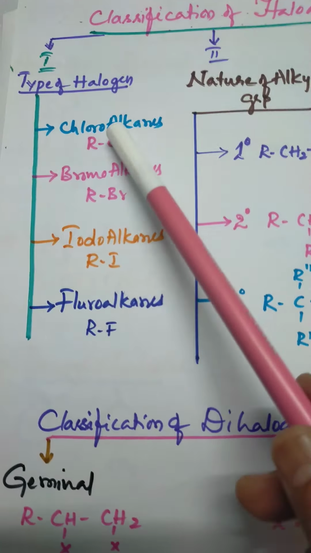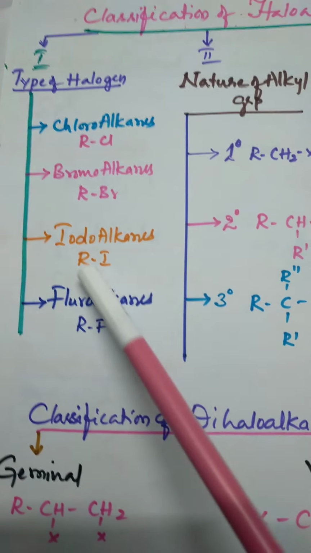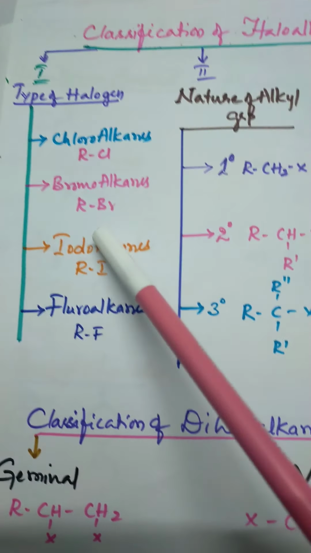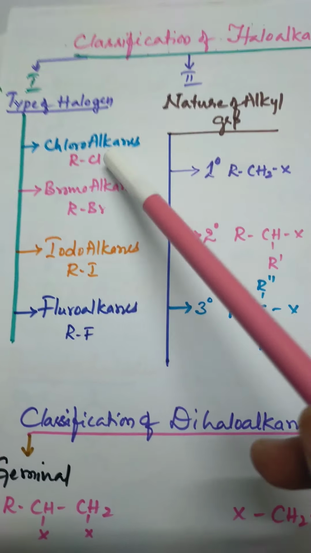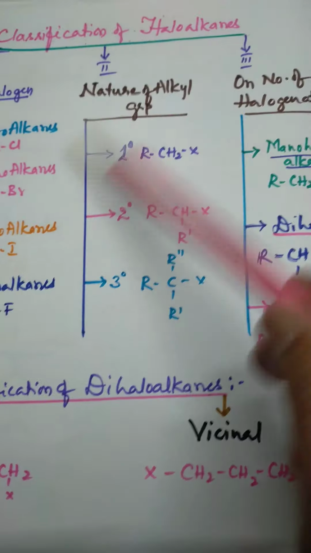So the first one is types of halogen atoms. How many types of halogen atoms are there? Chloroalkanes, bromoalkanes, iodoalkanes, fluoroalkanes. This is the first one, depending upon the types of halogen: chlorine, bromine, iodine, fluorine. So depending upon the halogen atom, we classify them into different types of halogen. And the second one is on the nature of the alkyl group.